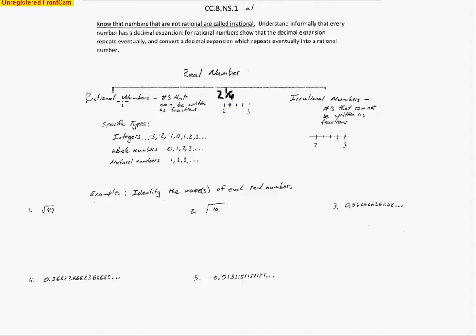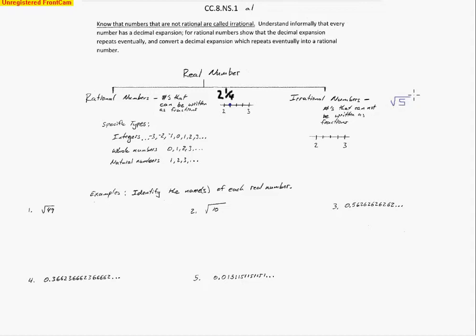And so that's what you can do with rational numbers. They can be written as fractions. Therefore, we could put them on a number line. Irrational numbers are numbers that cannot be written as fractions. Typically we're going to see square roots that are not perfect squares. For instance, the square root of 5, not a perfect square.